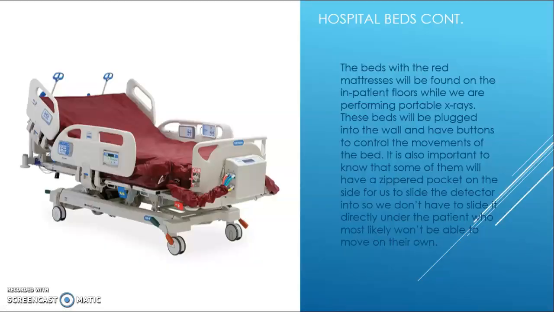A second type we find has the red or maroon mattresses. They'll be on the inpatient floors. We'll see those when we're up doing portables. These beds will be plugged into the wall. They'll have controls for the movements up and down, moving the head up and down. It also has a zippered pocket on the side for us to slide the detector in, so we don't have to go right underneath the patient. It makes our job a lot easier.